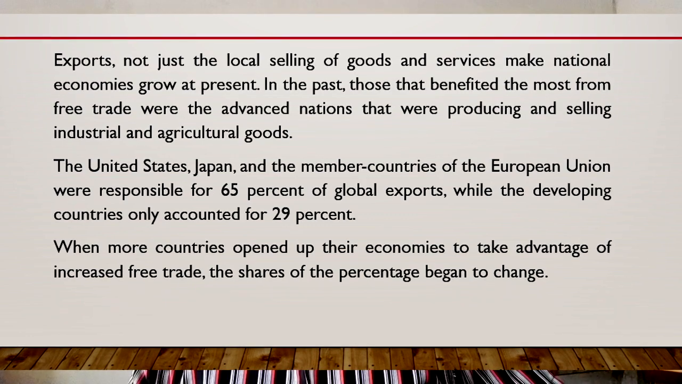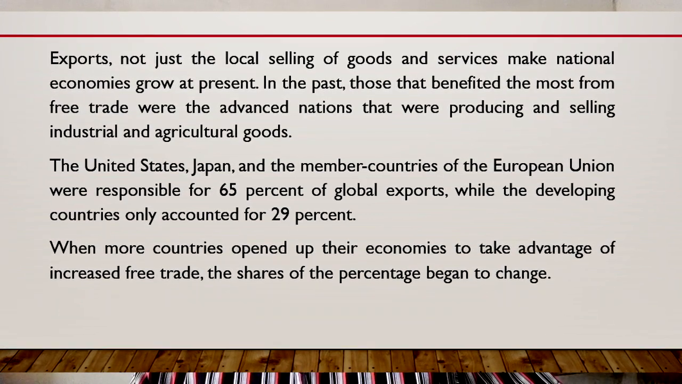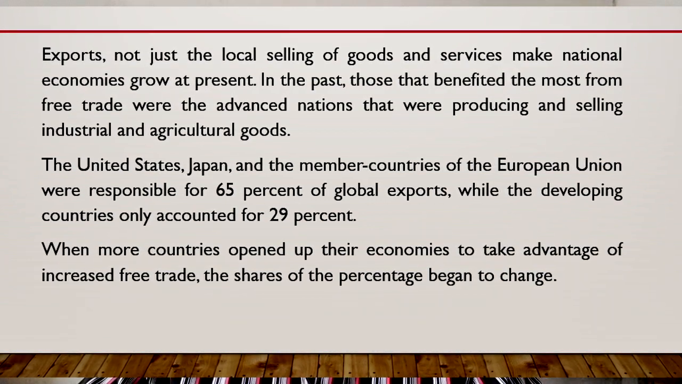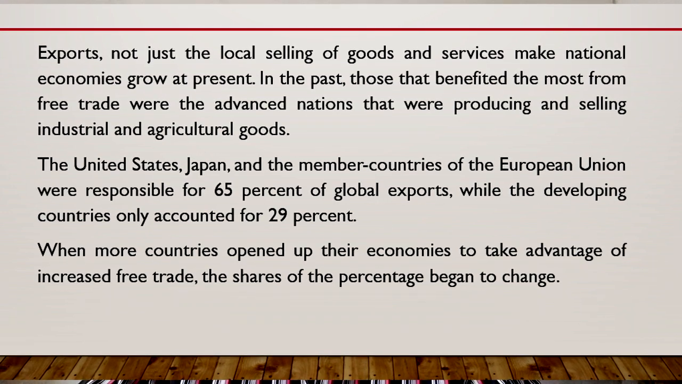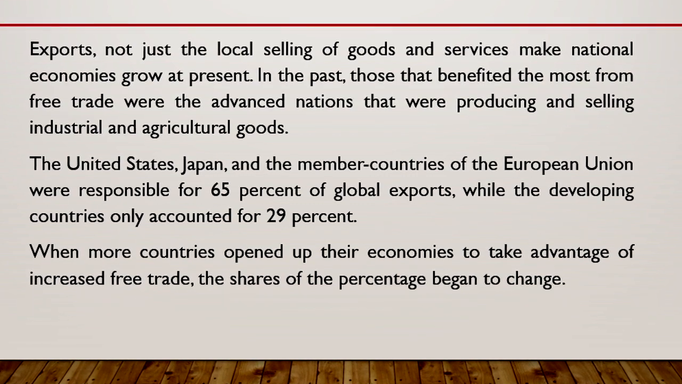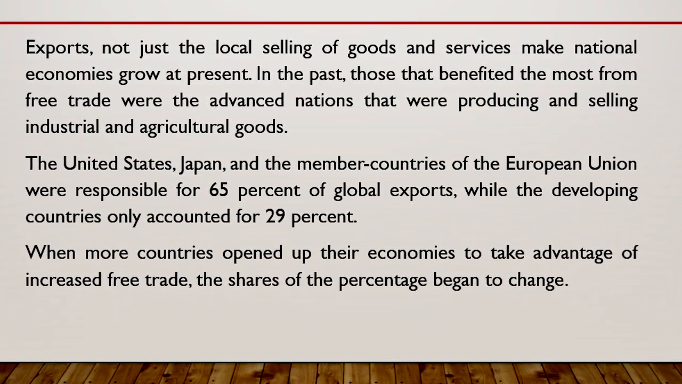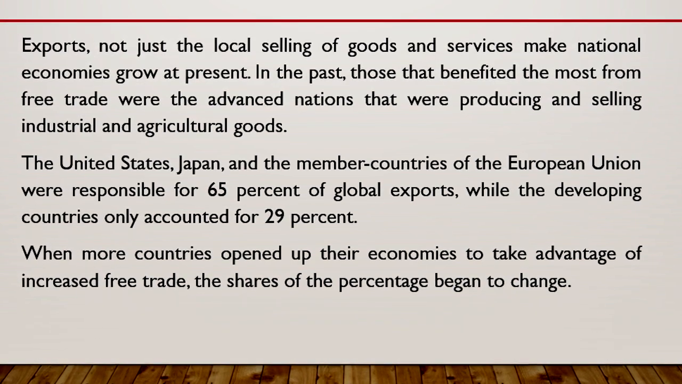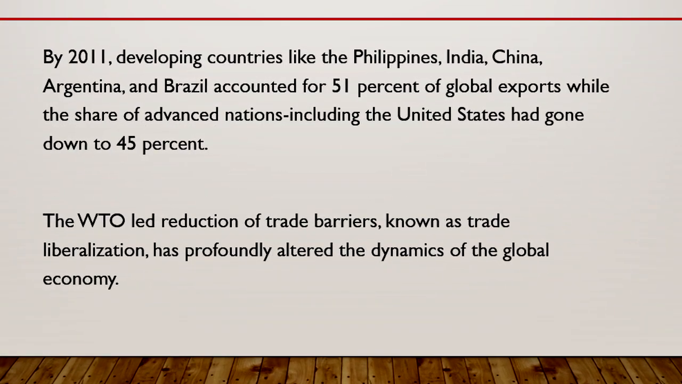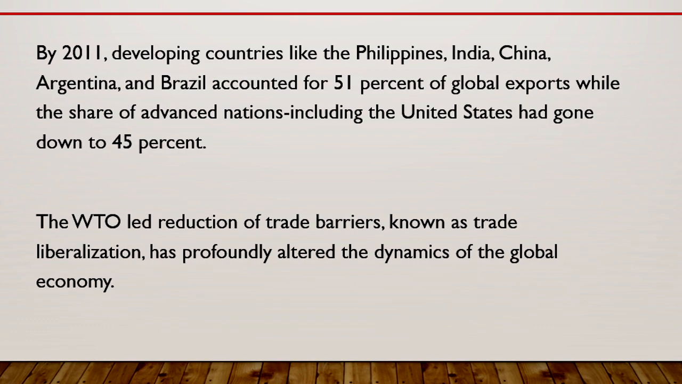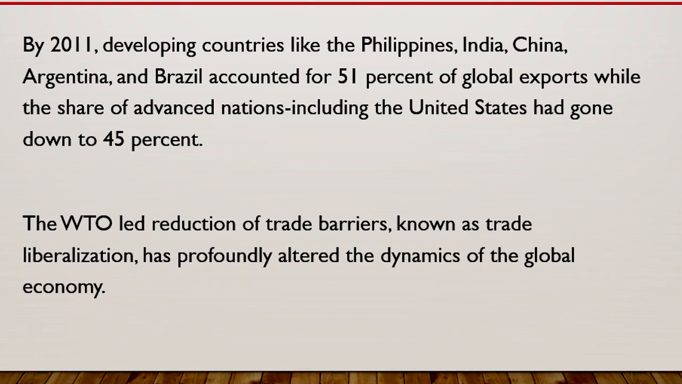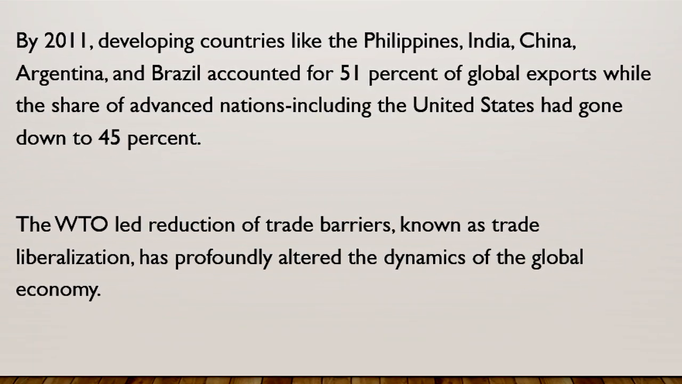In the past, those that benefited the most from free trade were the advanced nations that were producing and selling industrial and agricultural goods. The United States, Japan, and member countries of the European Union were responsible for 65% of global exports, while the developing countries only accounted for 29%. When more countries open up their economies to take advantage of increased free trade, the shares of the percentage began to change. By 2011, developing countries like Philippines, India, China, Argentina, and Brazil accounted for 51% of global exports, while the share of advanced nations, including the United States, had gone down to 45%.